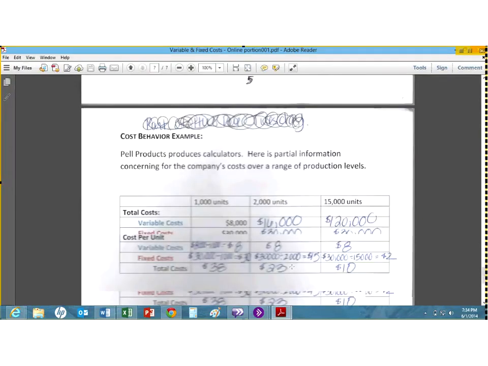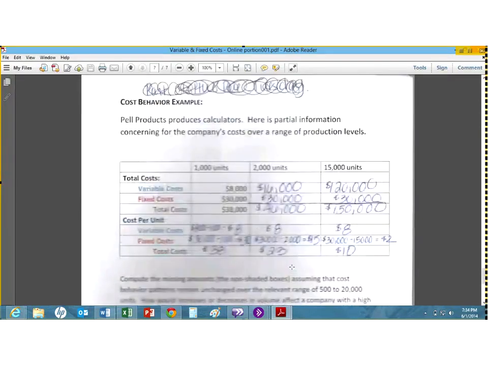Example of this. Let's look at this company, Pell Products. They produce calculators. And what you have in front of you is the total variable cost and fixed cost if they produce 1,000 units. So we're told if they produce 1,000 units, the total variable cost would be $8,000, and the total fixed cost would be $30,000, giving a total cost of $38,000.